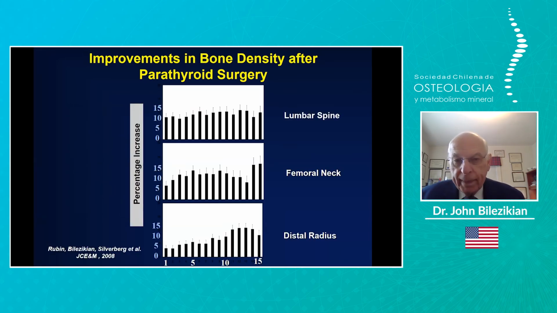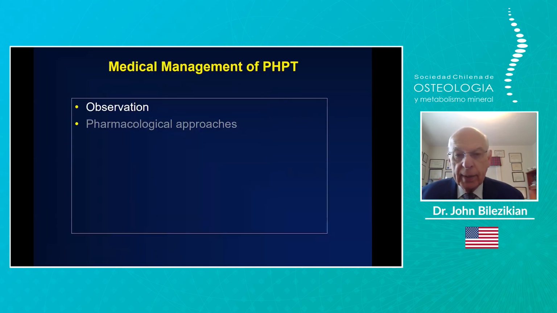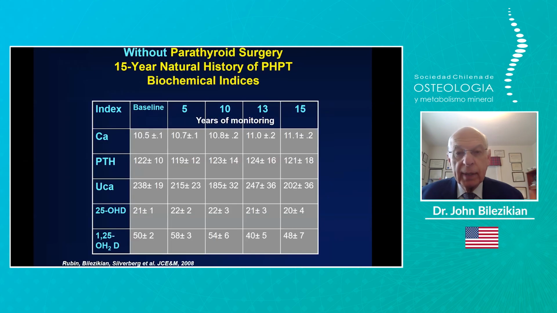will improve. And again, from our experience, the lumbar spine improves first, followed by the femoral neck, and then later by the distal radius. But all three sites will show gains of somewhere between 10 and 15% over the 10 to 15 years after parathyroid surgery. Now, as I mentioned, not everybody has parathyroid surgery.